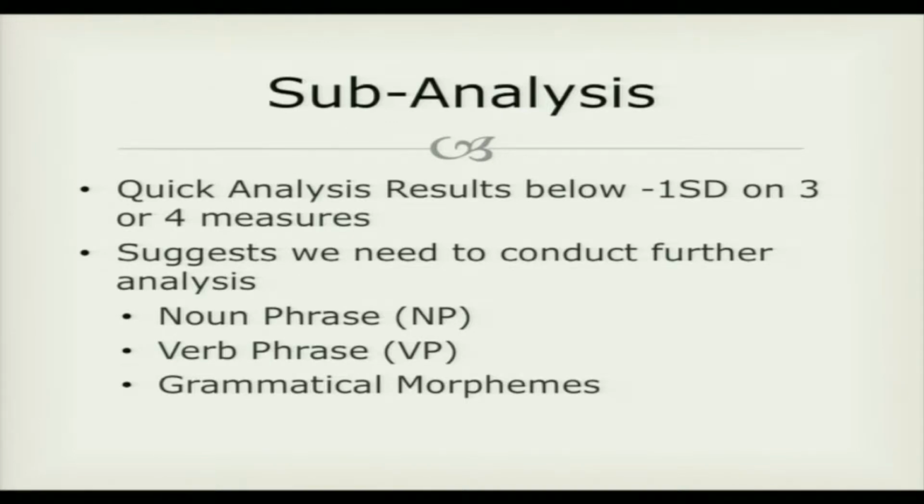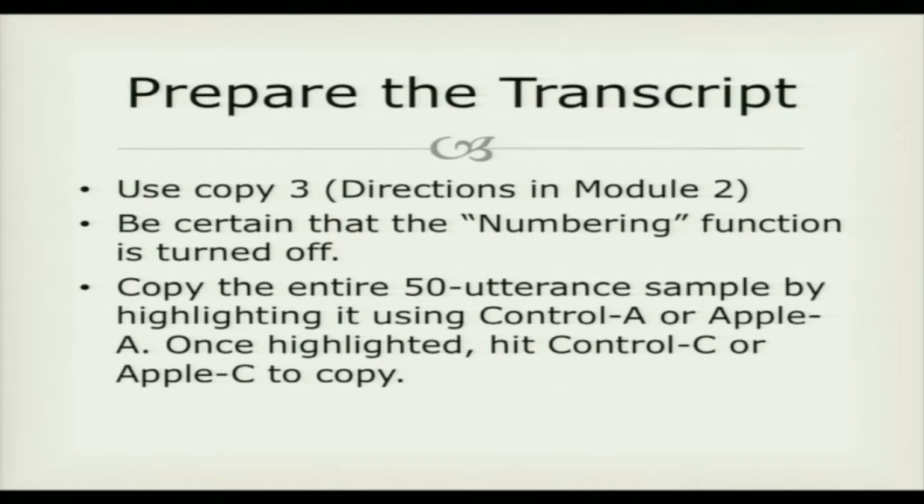Remember that if the quick analysis results indicate that the child is more than 1 standard deviation below the mean on 3 or 4 of the quick analysis measures, we should conduct further analysis. That further analysis will include examining noun phrases, verb phrases, and use of grammatical morphemes. Remember from Module 2 that we will be using copy 3 of the transcript.